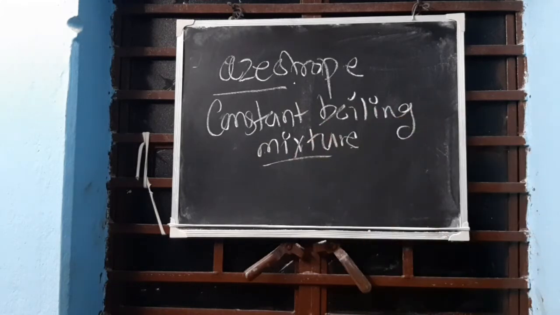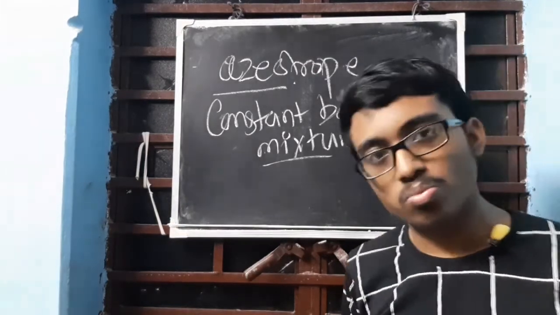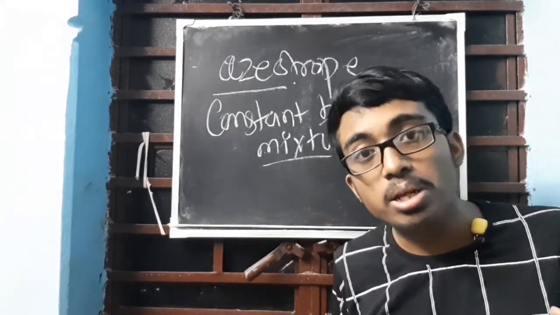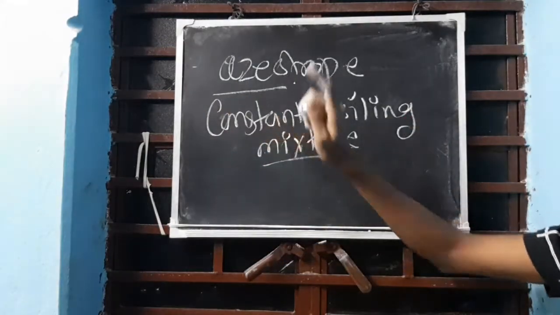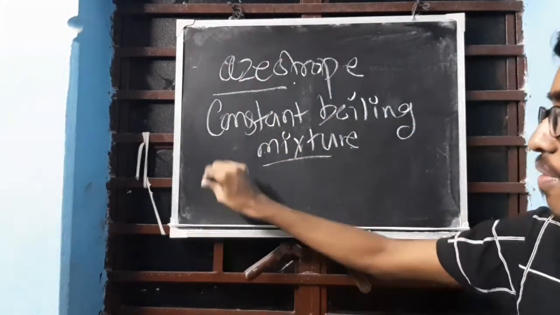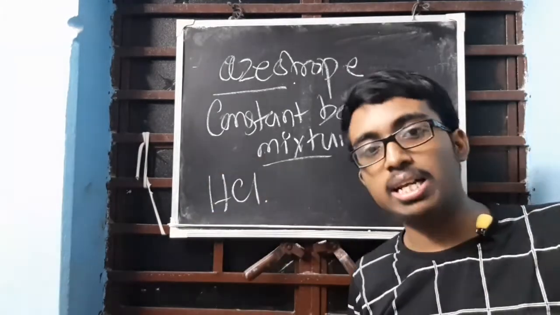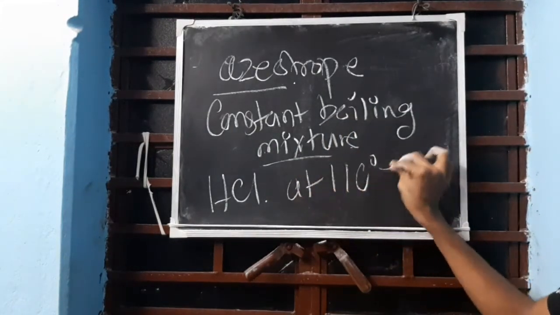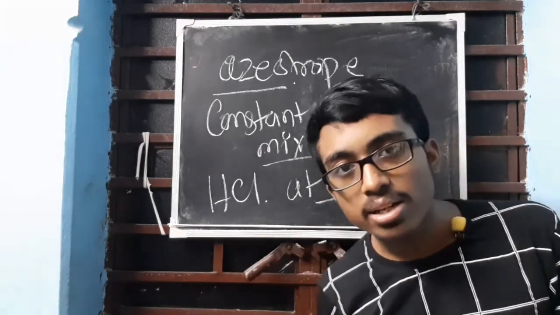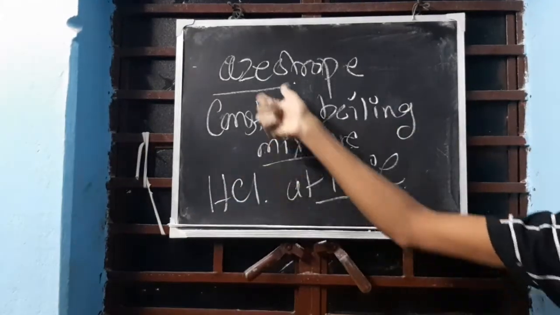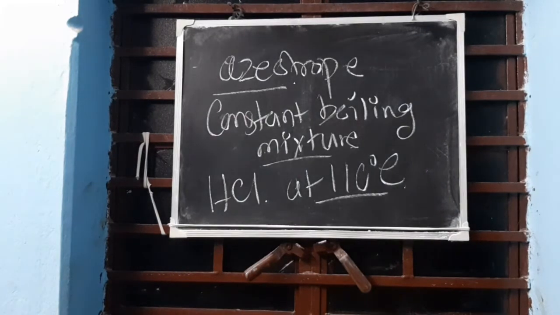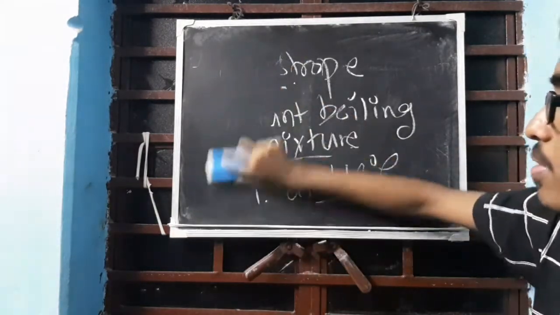So this is a solution which will boil. Boiling, fine, very well, but without any change in its composition. If it boils without any change in composition, then it will be called an azeotrope or constant boiling mixture. Example, we are dealing with HCl. Now if you write only HCl, no marks. Who will specify the temperature? HCl at a particular temperature, 110 degrees Celsius. HCl at 110 degrees Celsius acts as a constant boiling mixture or azeotrope. The term is azeotrope, A-Z-E-O-T-R-O-P-E.